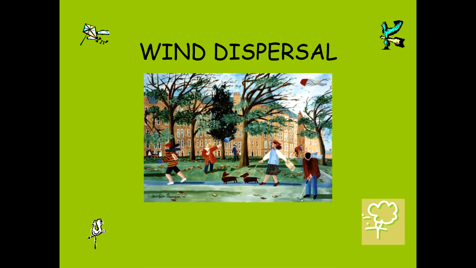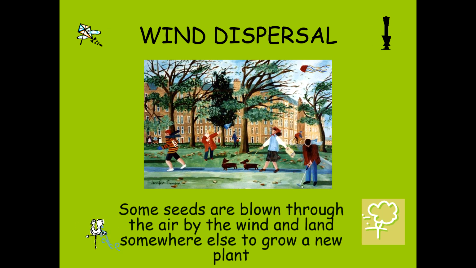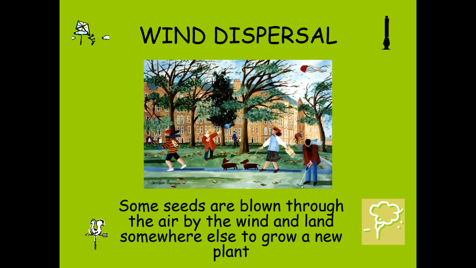The first way is called wind dispersal. Now, the air moves around all of the time in the form of wind. That makes plants and trees blow all around. Can you see in the picture that all of the leaves and the seeds from these trees are blowing into the playground? Well, some seeds are blown through the air by the wind, and they land somewhere else around them into the soil to grow a new plant.